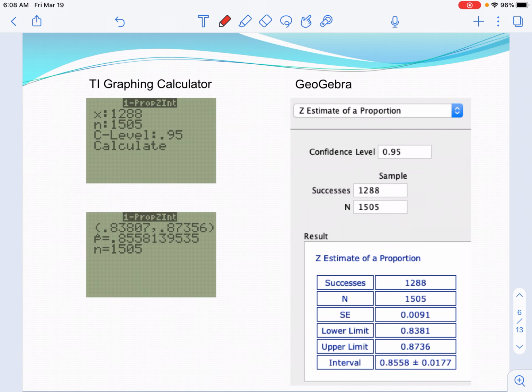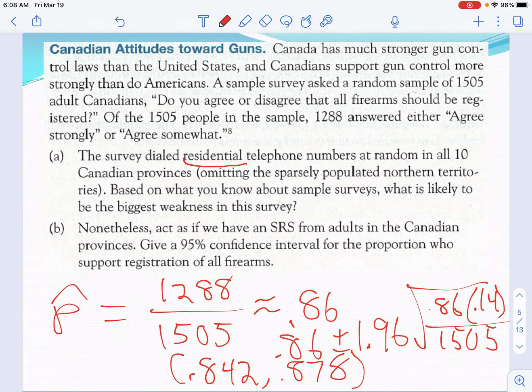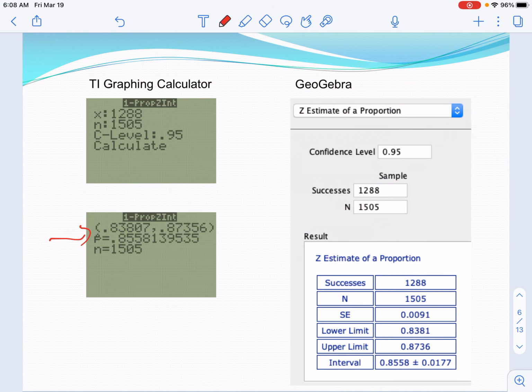Now, when we look at technology, it's pretty easy for our input. We need to provide our ratio, so our x and n value for p-hat, our level of confidence, obviously, and because it did not round, you'll notice that p-hat is 0.8558, a little bit more precise, and our interval is 83.8% to 87.3 or 0.4%, a little bit different than what we had derived by hand.